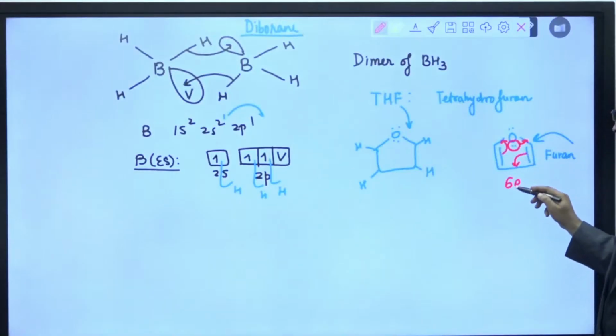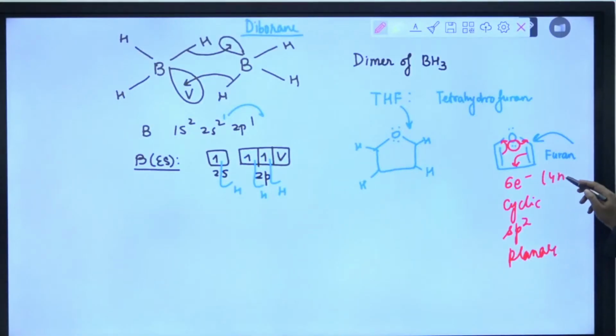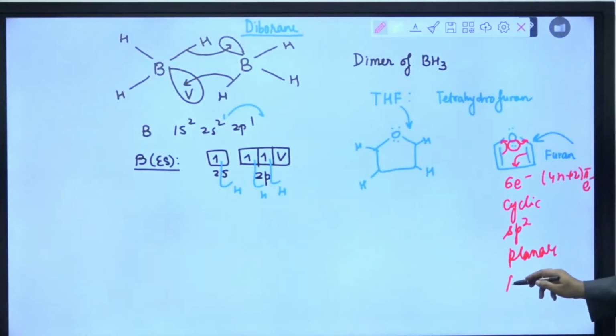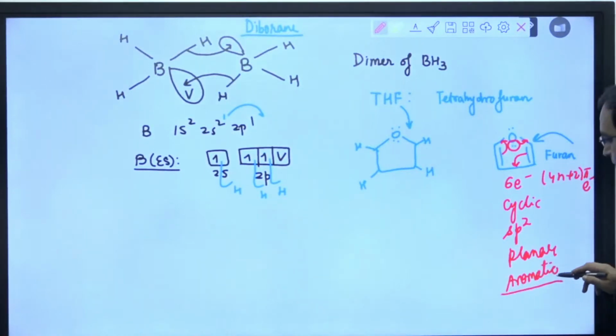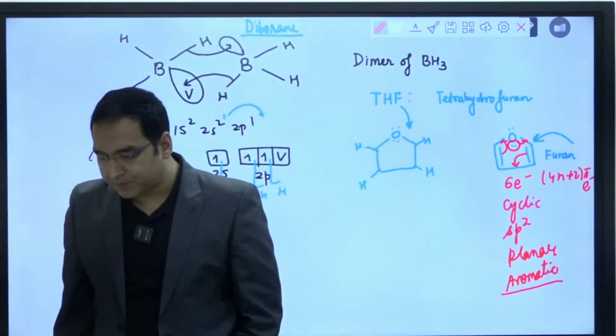6 electrons are moving. Cyclic. Okay. sp2 hybridized. Planar. And 4n plus 2 pi electron group. So this is making it aromatic. Furan is aromatic. Yes or no?